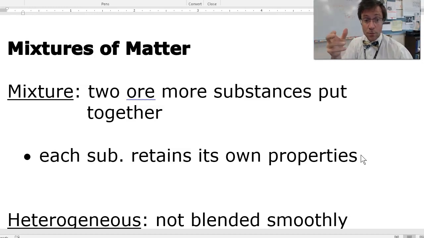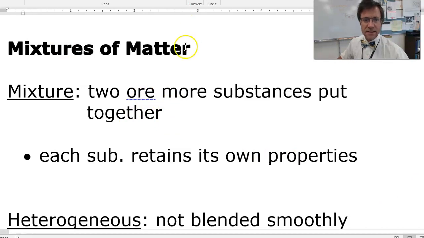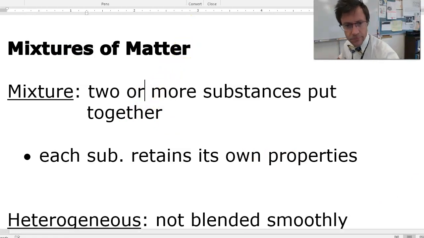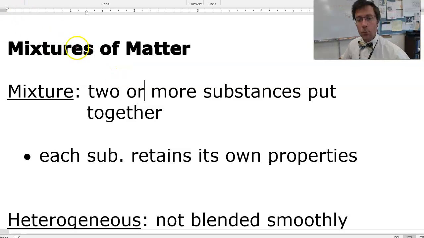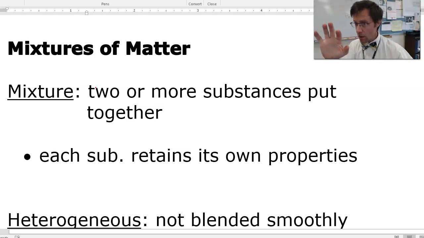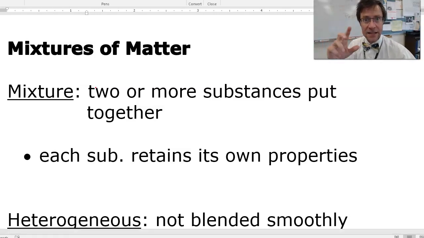Okay, so a mixture. A mixture is 2 or more substances. Wrong kind of or. 2 or. Man, hold on. I can't let that go. All right, I feel better about myself now. Okay, so it is 2 or more substances put together. Did I say that they react? No, they do not react. It is 2 or more substances put together in a container.